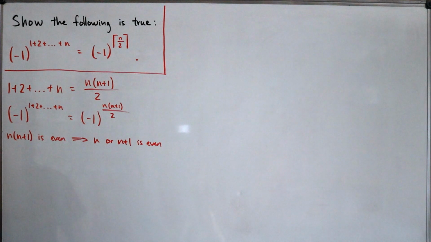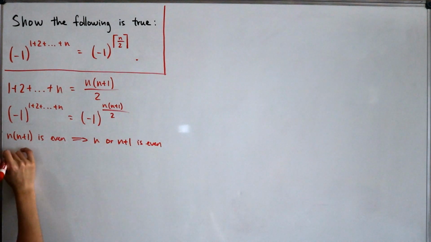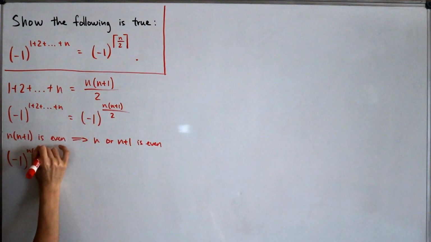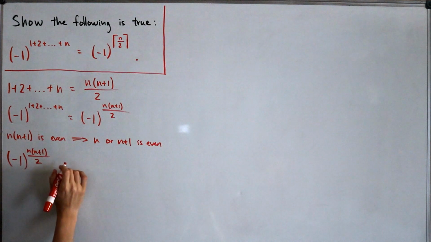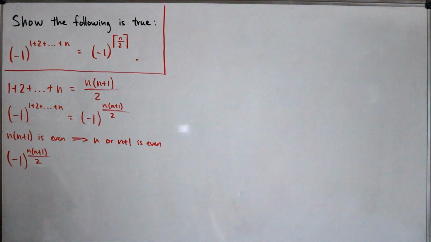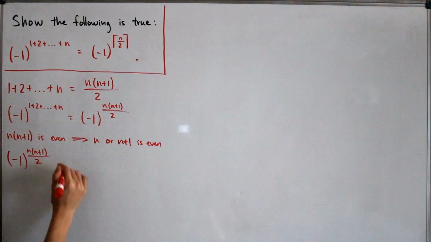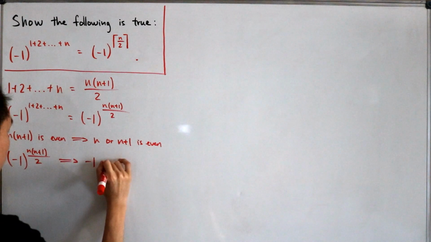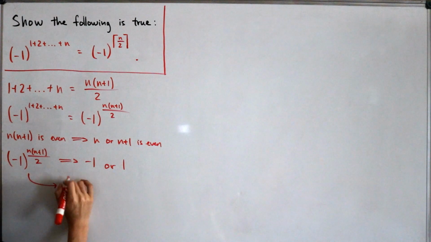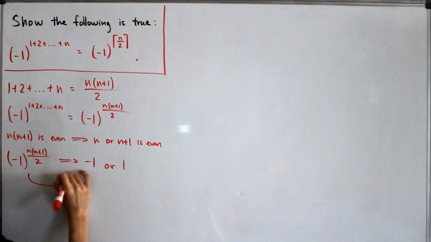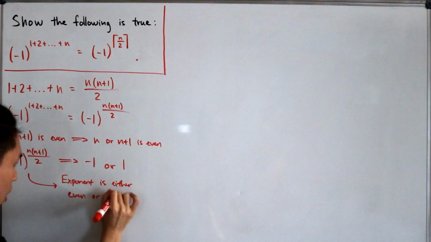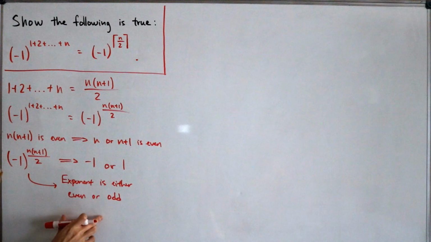Then that would also imply that our new substitution, n times n plus 1 divided by 2, is always going to be an integer. The exponent is always an integer, and so this expression is going to equal -1 or +1, depending on whether the exponent is even or odd. So that depends on this situation over here.